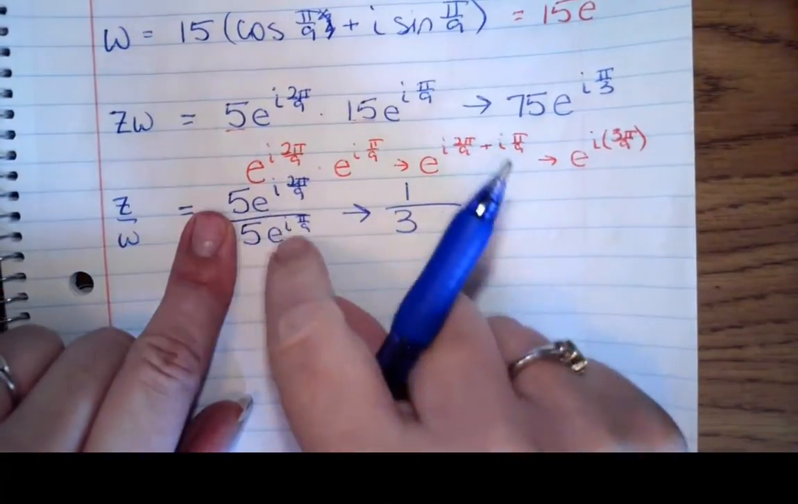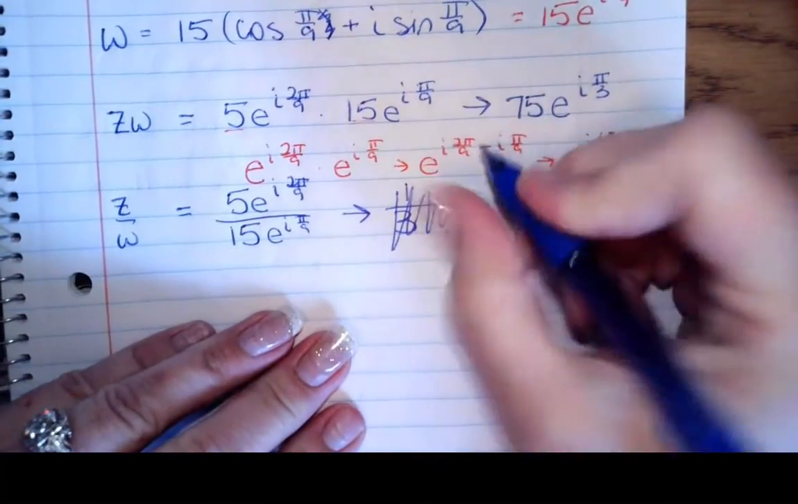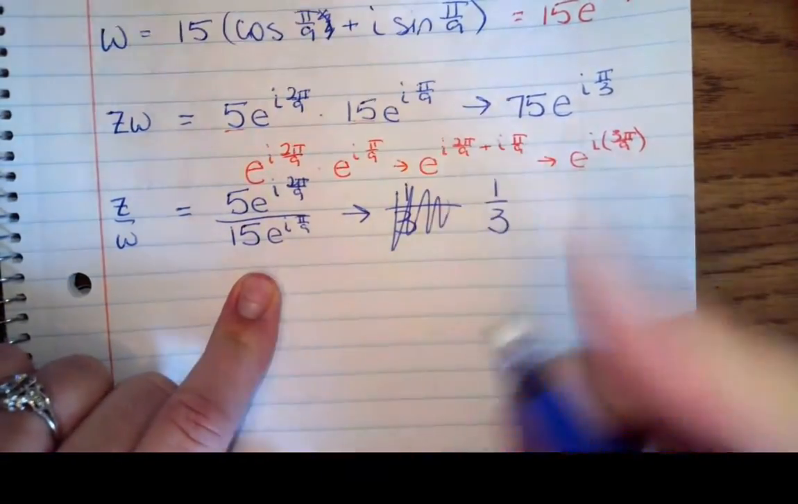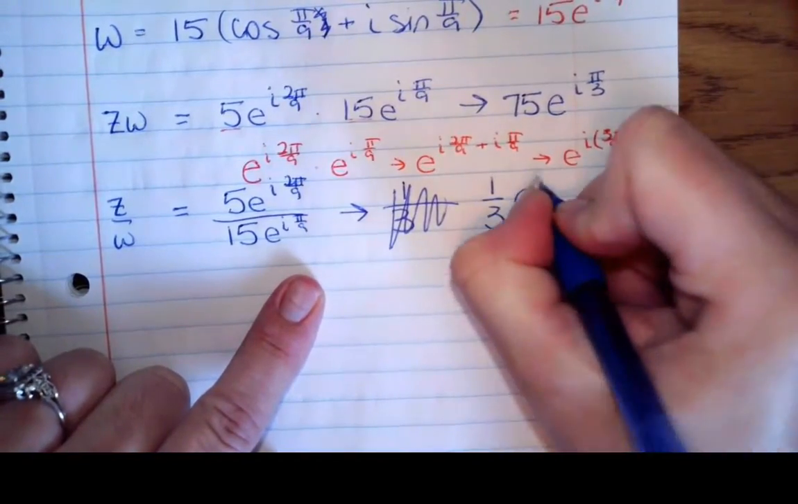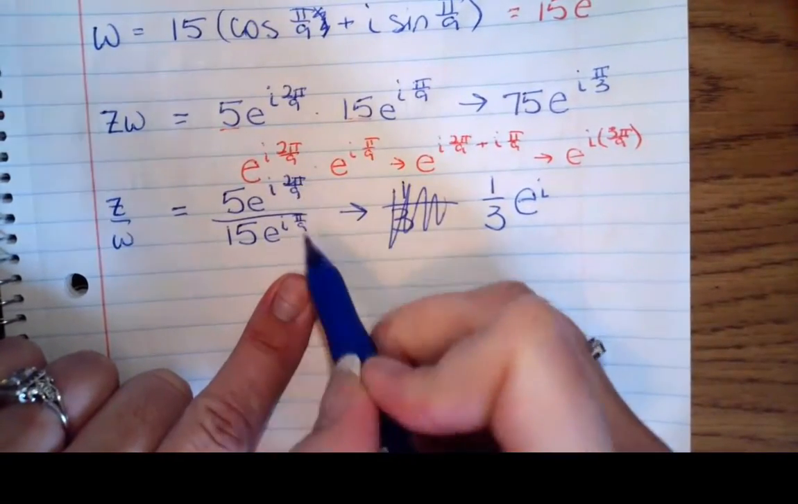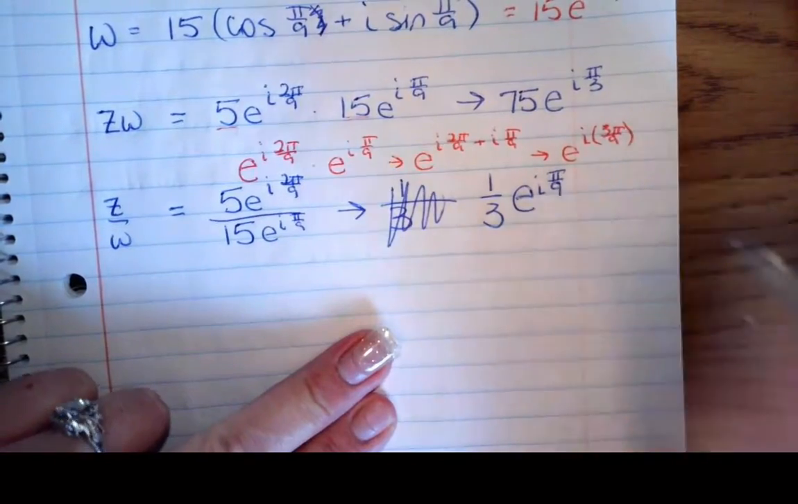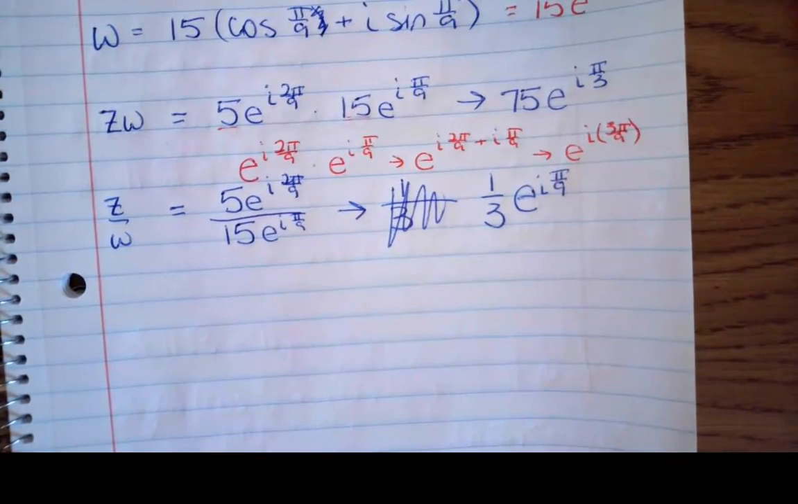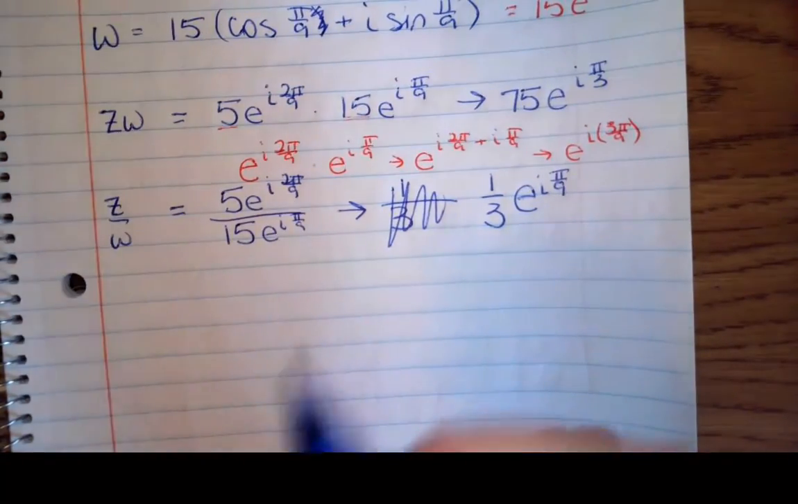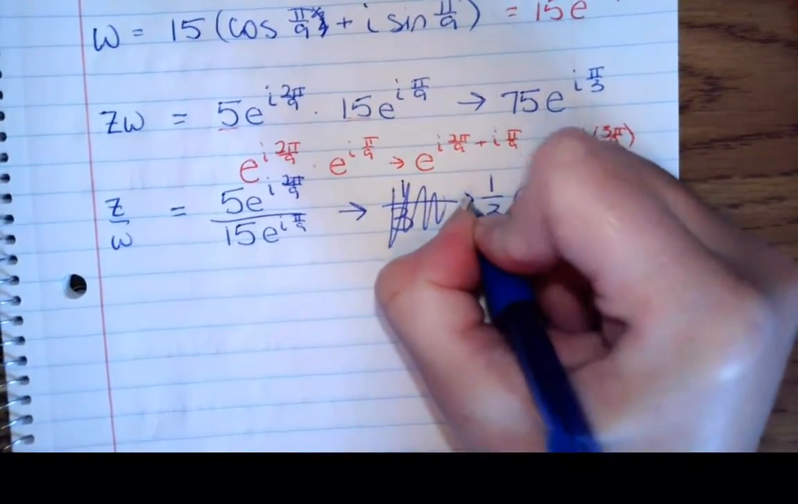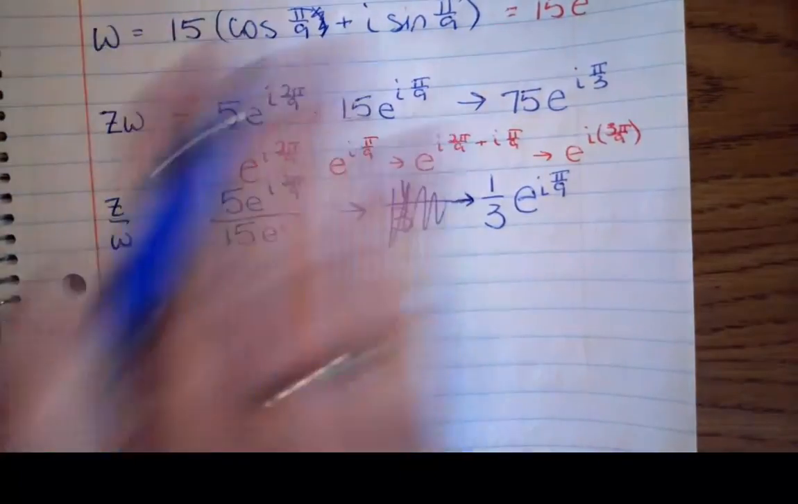And then if I've got the same base, I just subtract my exponents. So I have e to the i, and then 2 pi over 9 minus 1 pi over 9 is 1 pi over 9. I now have those in exponential form. Now I want to put these back in polar form, because I started in polar world, so we might as well end in polar world.